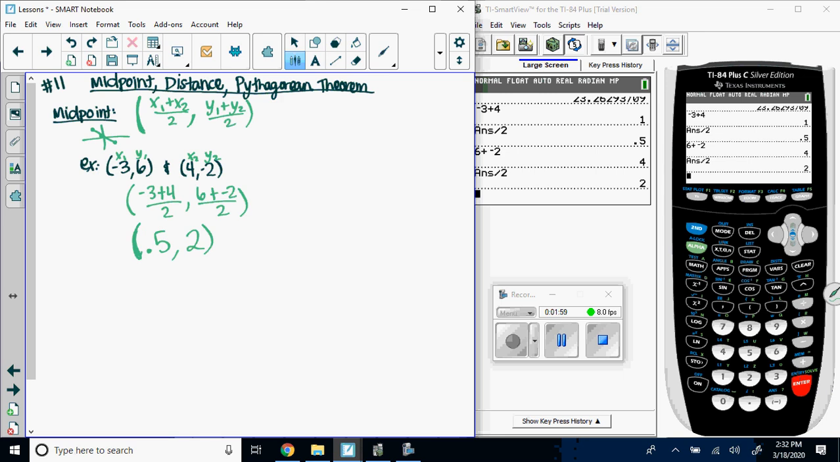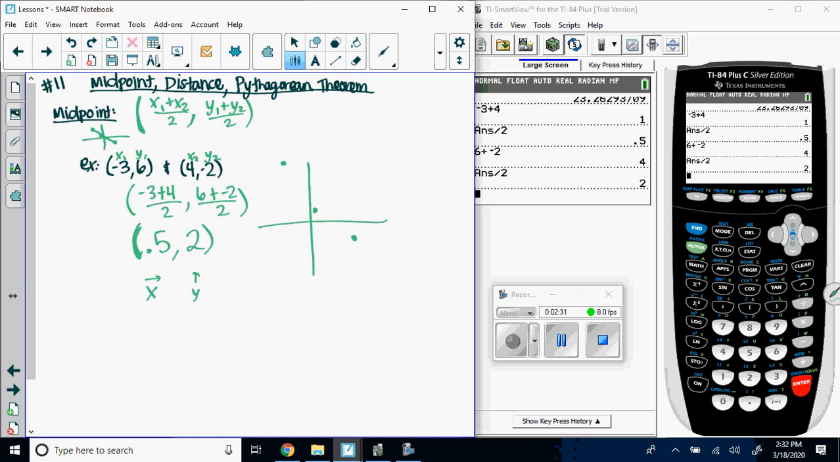So if I were to graph these 2 points, negative 3, 6, and 4, negative 2, they would have a middle point of 0.5 and 2. And you can see that does look like the middle of these 2 points. It is an ordered pair, so this first number tells you how far right we went, or the x value. The second number told us how far up we went, or the y value. So it's just an ordered pair telling us x and y.